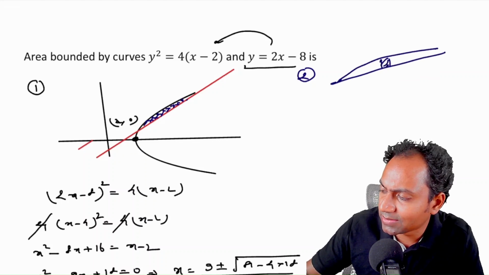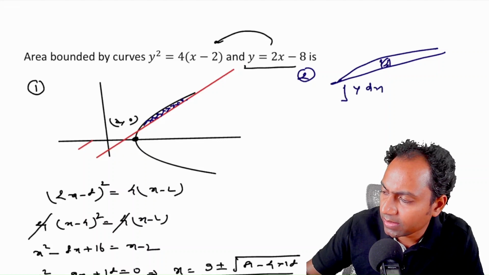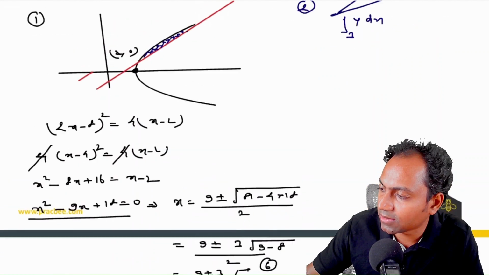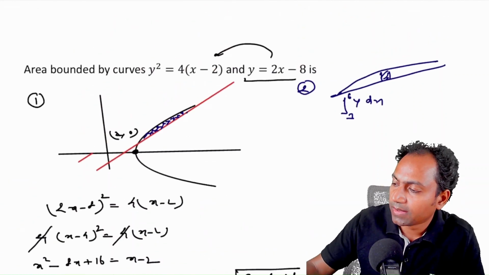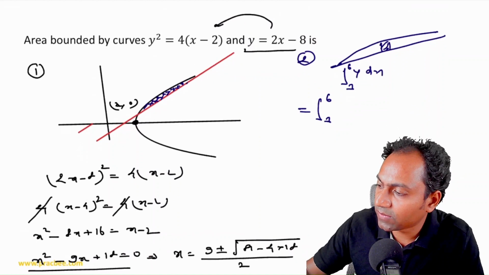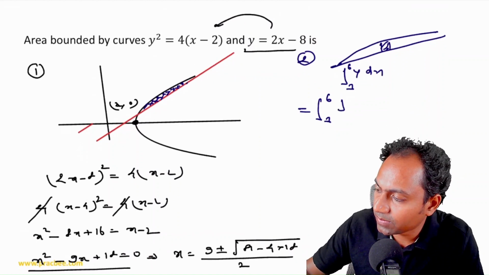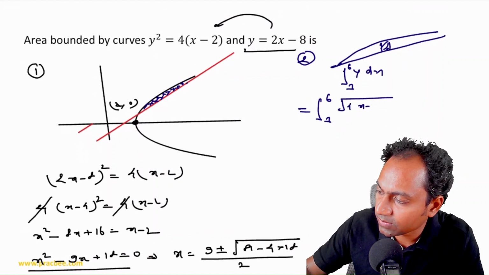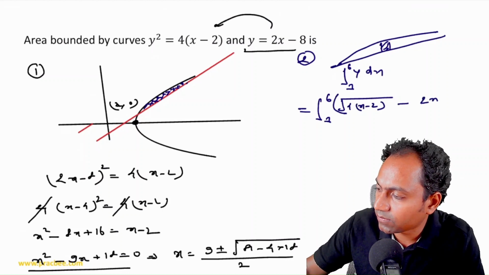So what we can write, this is nothing but y dx integration. And you can see the limit is varying from, now we got two values. One was 3, another one was 6. And for writing this, we need to subtract the y parts of the curve. If I take it from the first, upper one is coming from the parabola. So this will become root of 4 of x minus 2. And the lower one is coming from the other curve, 2x minus 8.